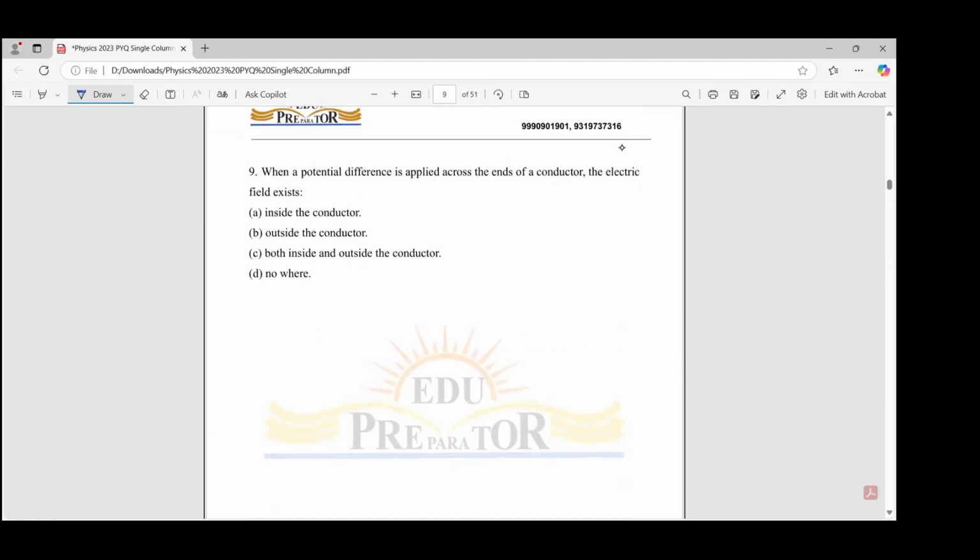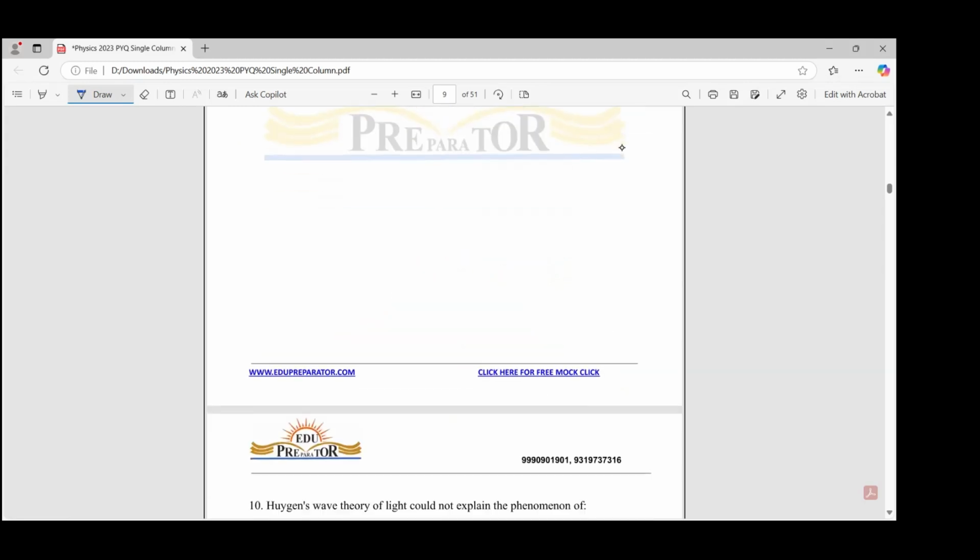Let us move to question number 9, which is again a reasoning based concept. It says a potential difference is applied across the ends of the conductor. It means you have a conductor, and this conductor has potential difference V applied, right? So we know that an electric field E exists, so there is no need to go here and there. So the electric field will be inside the conductor. So A is the correct answer.